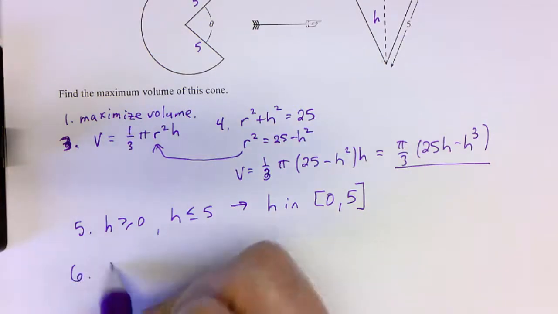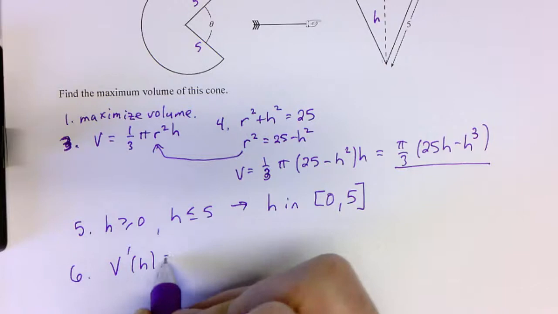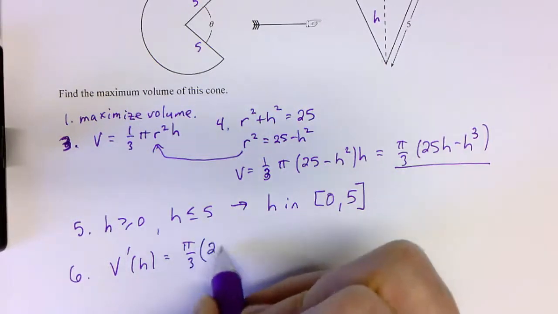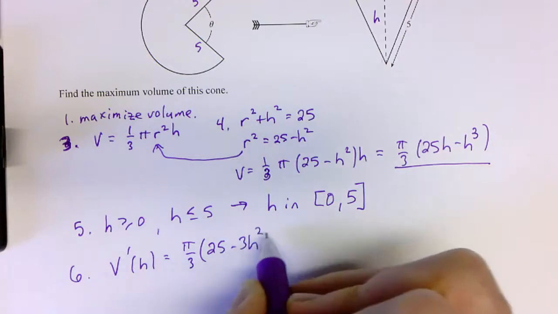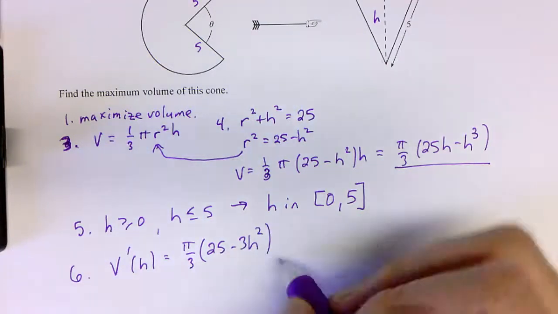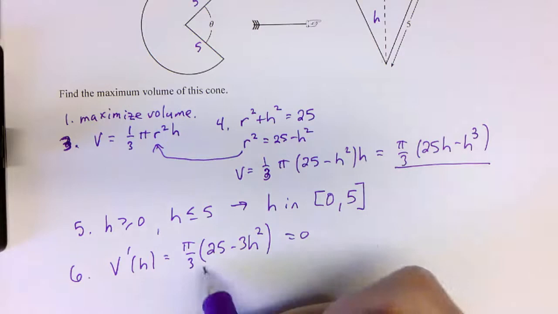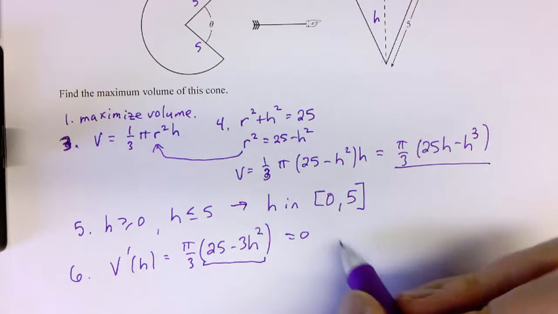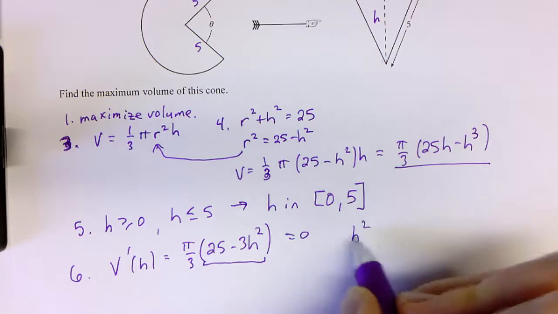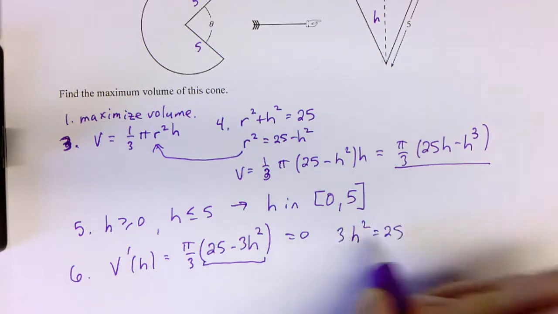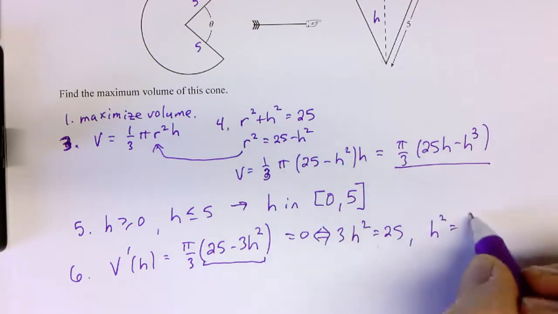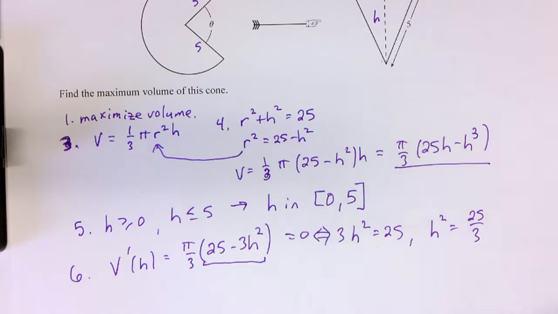So for calculus, I'm going to take the derivative with respect to h. The pi over 3 here is along for the ride. 25 minus 3h squared. Set that equal to 0. That's going to be 0 if this is 0. I can just divide both sides by pi over 3. So h squared times 3 is equal to 25. h squared equals 25/3. And h would be plus or minus the square root of 25/3.